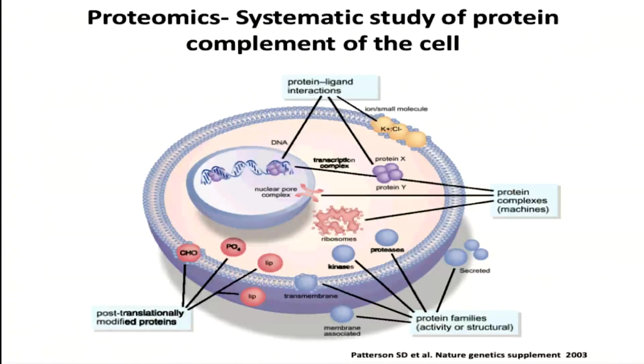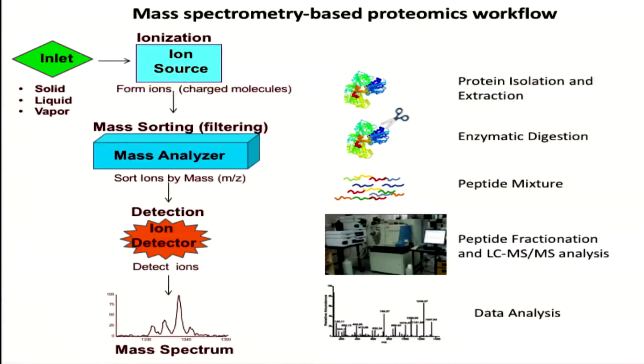Briefly, let me describe what proteomics is about and what entails in a mass spectrometry-based experiment. Proteomics is the systematic study of the protein complement of a cell. It encompasses an effort to catalog and define functions for all the proteins in a cell. This slide gives you an overview of a mass spectrometry-based proteomics experiment workflow. Let me first describe the components of a mass spectrometer and the principles involved, and then I'll take you through the workflow of the experiment.